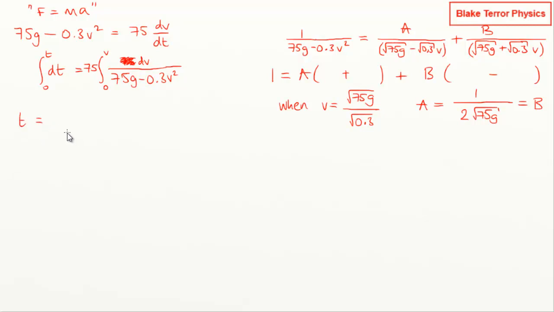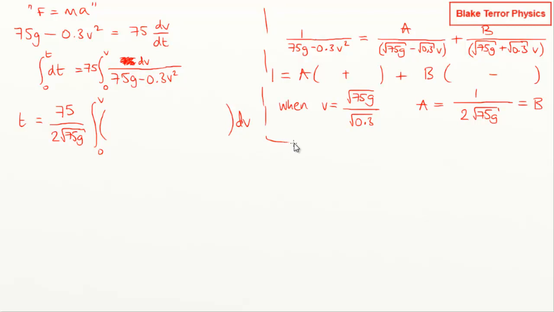And then we've got a lot of factors kicking around here, because that square root 2 square root 75g we can take on the outside as well. So let's have all of these constants that we've got kicking around at the moment outside of our integral. Put that on the outside. And then we need to integrate from 0 to v our two fractions with respect to v.